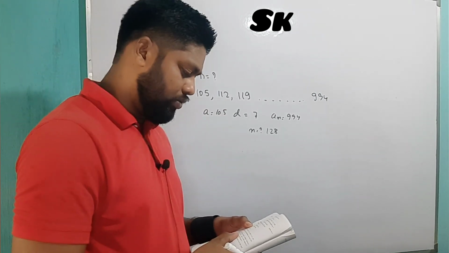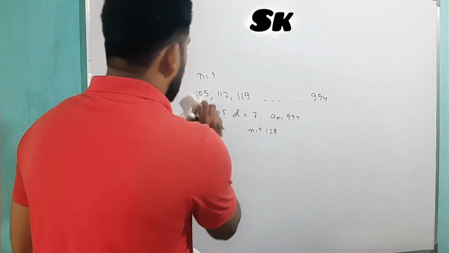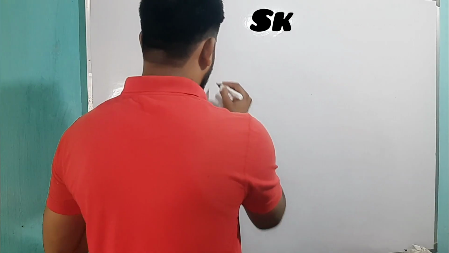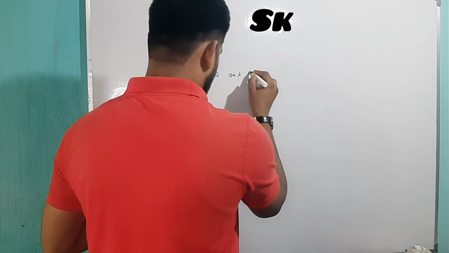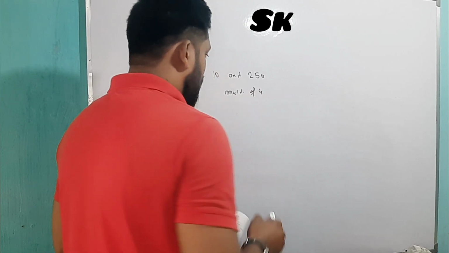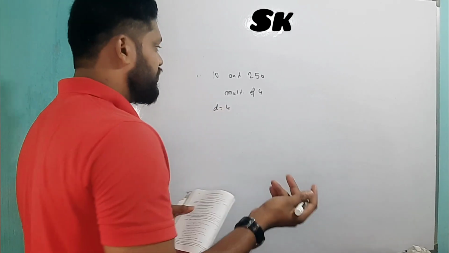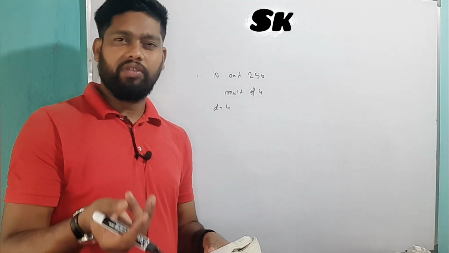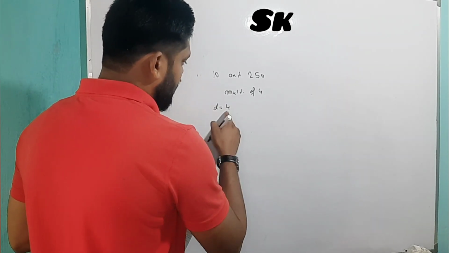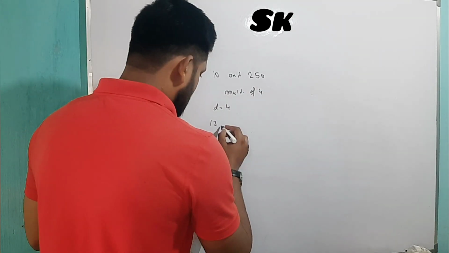How many multiples of 4 lie between 10 and 250? The question is how many multiples of 4 lie in between. Multiples of 4 means all will be divisible by 4. It means the d value is 4. Divisible by 4, multiple of 4, factors, everything is the same, all will be 4 only. So the first number after 10 is 12. We go with 12 up to 250. The second number is 16.